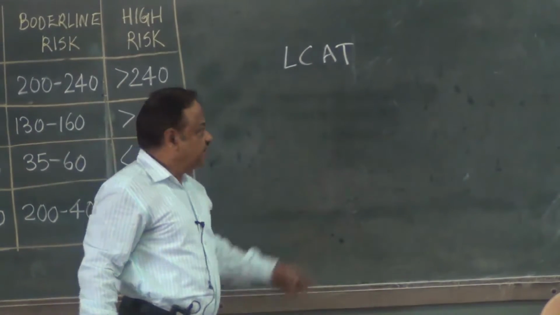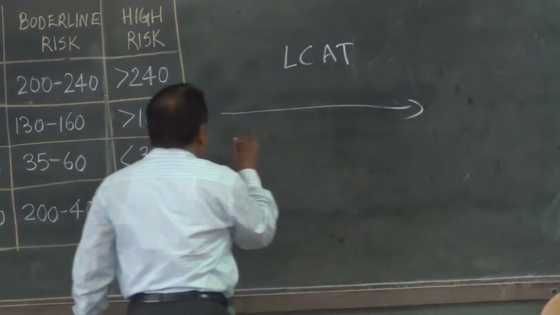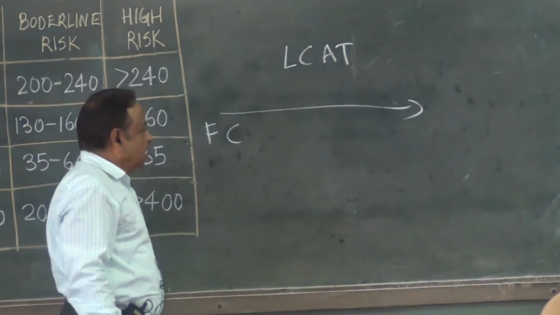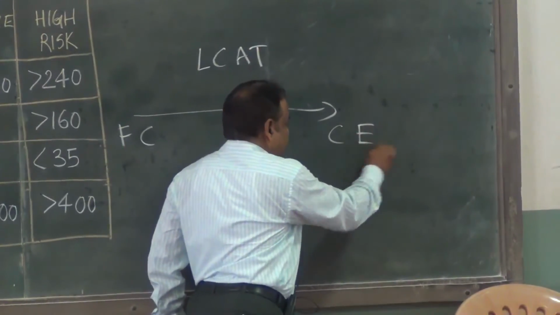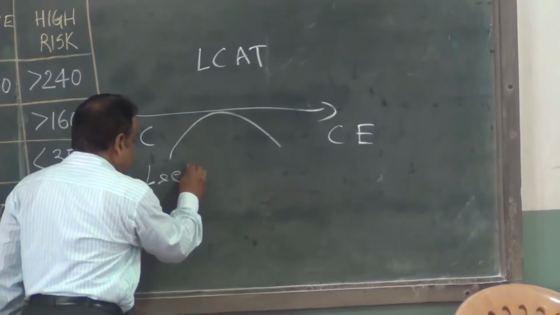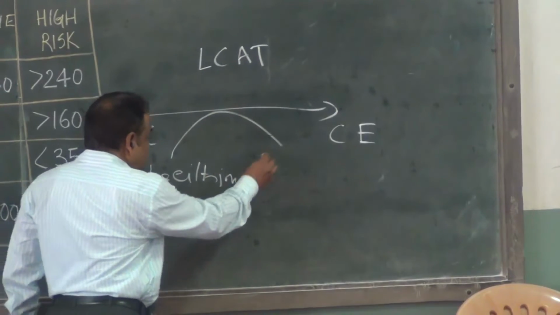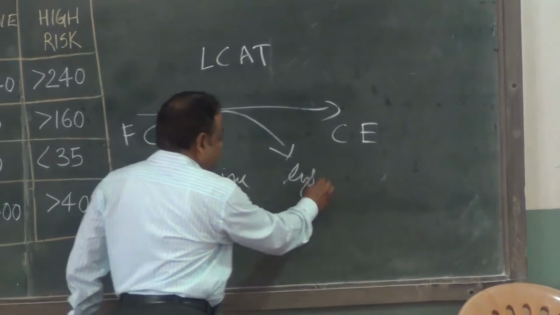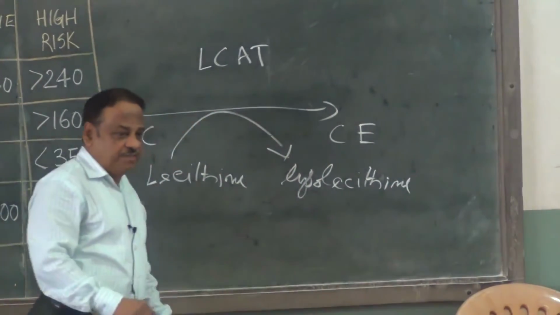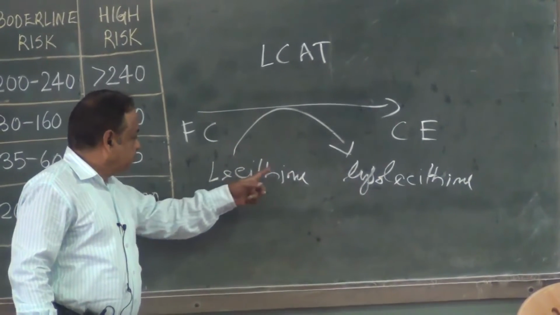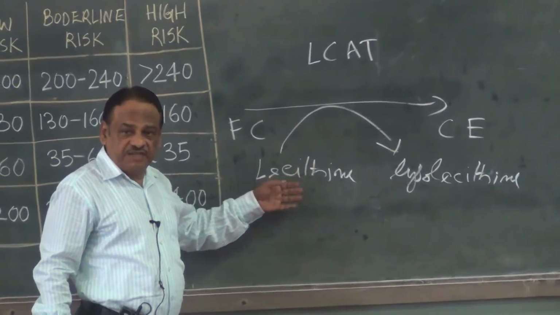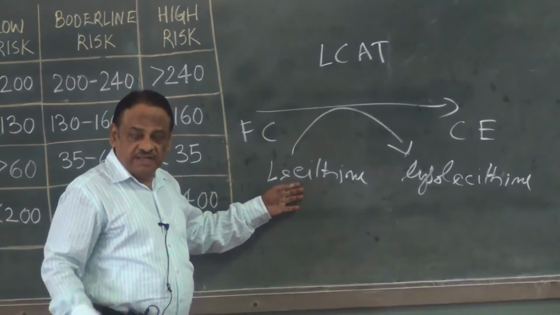Lecithin cholesterol acyl transferase will convert free cholesterol to cholesterol ester. What you need is a lecithin, which will become lysolecithin. The substrates are lecithin, so what is lecithin? It's a phosphatidylcholine. It's a phospholipid, lecithin cephalate.